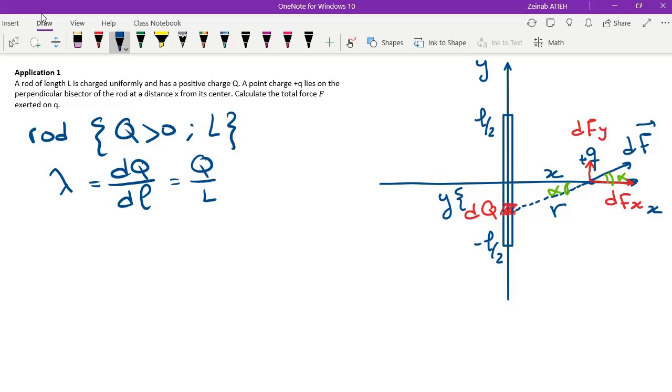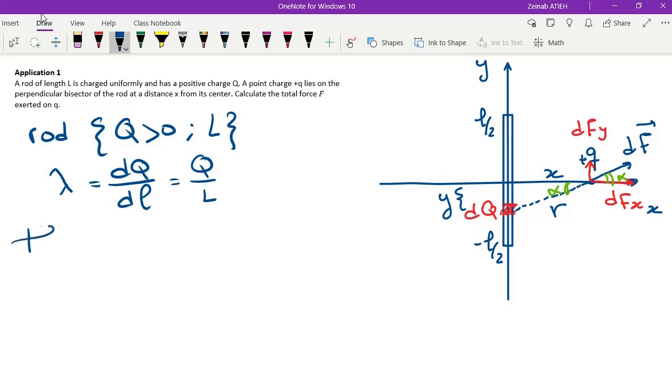That means charges are distributed equally on all the rod. So even if I take a small portion of the rod of length dl, it will contain the quantity of charge dq. So dq over dl is equal to the total charge over the total length. Okay? So now we are going to find the force exerted by this rod on the charge plus Q, which you can see on the figure, which is found on the x-axis.